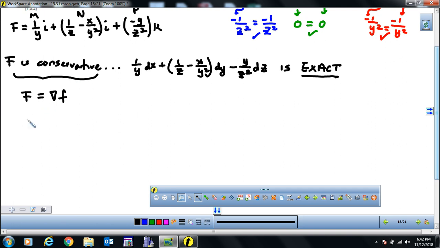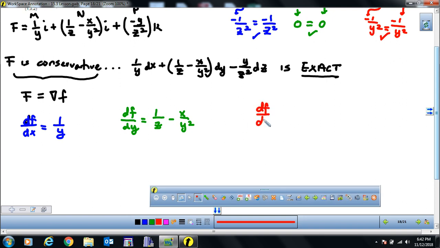So we're going to say that the derivative of some potential function with respect to x equals 1 over y. The derivative of some potential function with respect to y equals 1 over z minus x over y squared. And the derivative of some potential function with respect to z equals negative y over z squared.